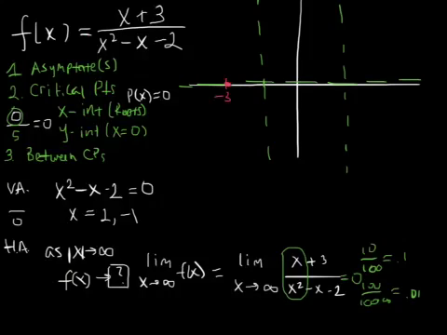So now that we're okay with that, we also want to consider the y-intercept. What happens when we plug in 0 for x? And if we do that, we're going to end up with 3 over negative 2, which is going to be negative 1 and 1 half.